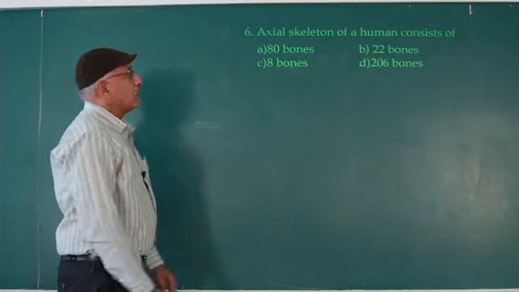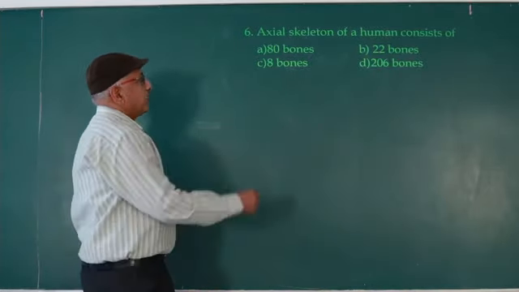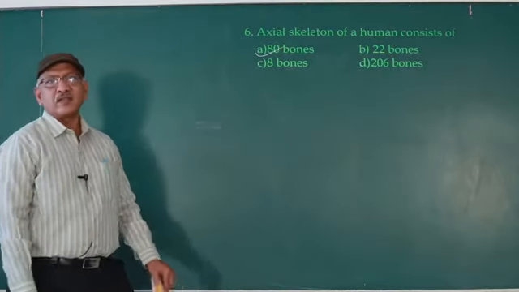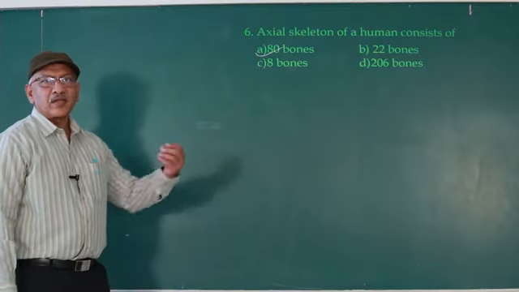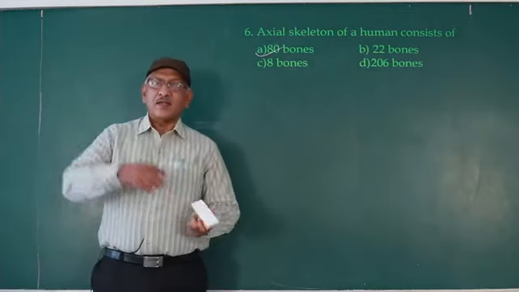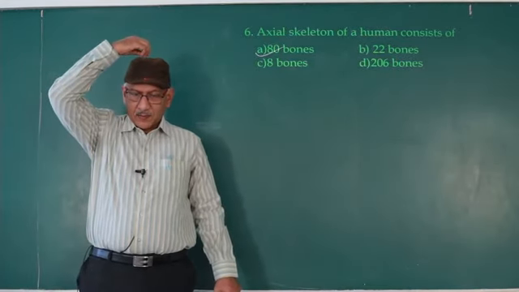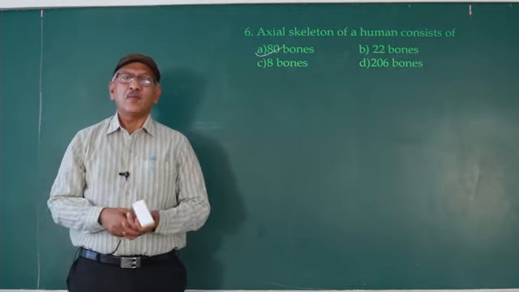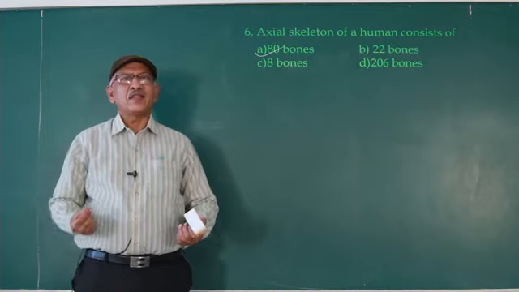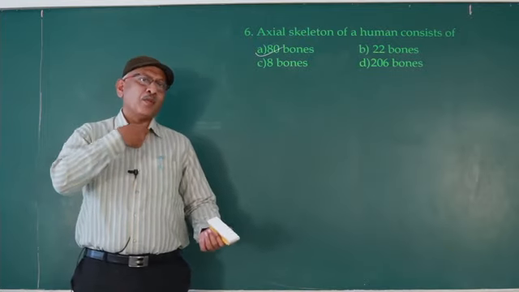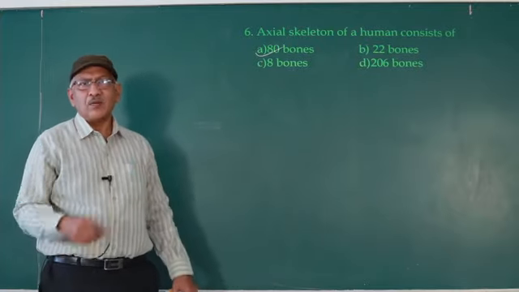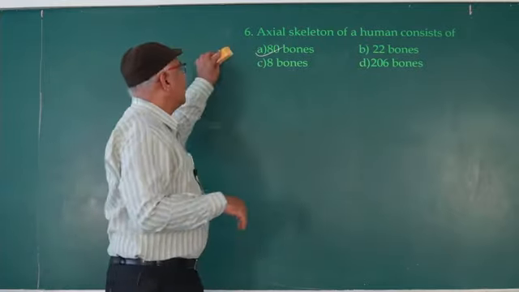Axial skeleton of human consists of 80 bones. Axial and appendicular skeleton. Axial skeleton 80, appendicular skeleton 126, total 206 bones. What is axial skeleton? The endoskeleton present parallel to the longitudinal axis of the body. The endoskeleton present on either side of axial skeleton is appendicular skeleton. Pectoral girdle, pelvic girdle, forelimb bones, hind limb bones come under appendicular skeleton.